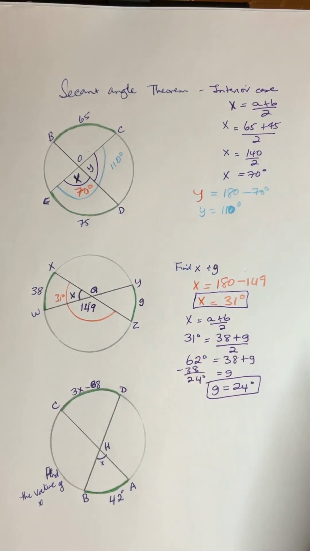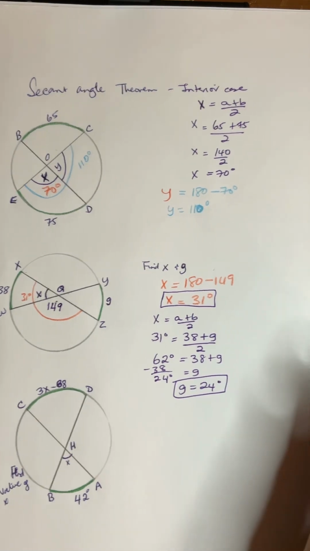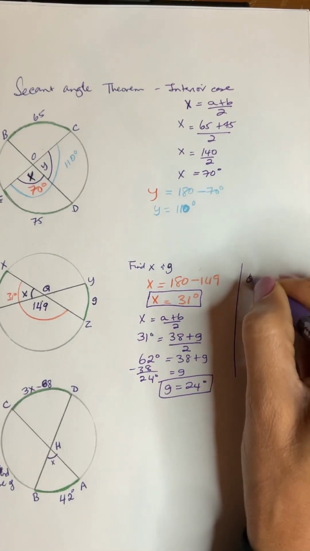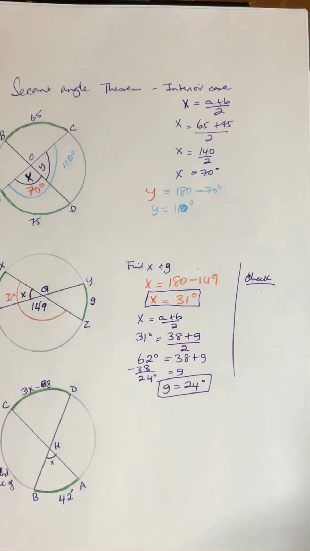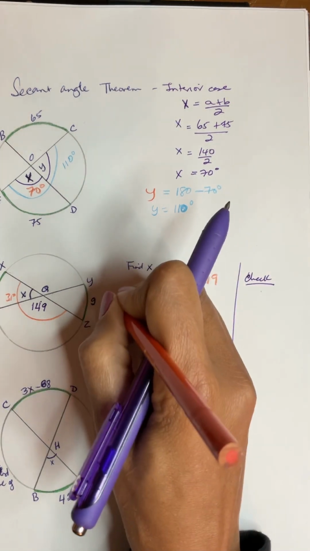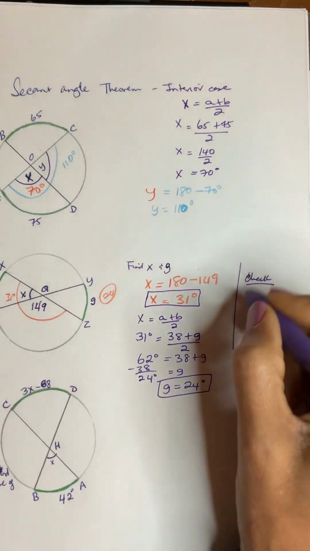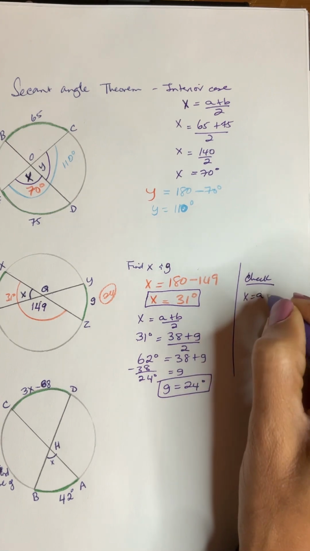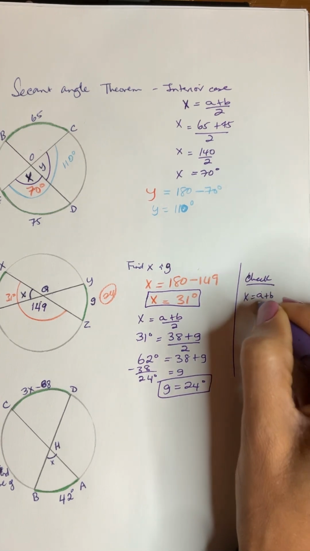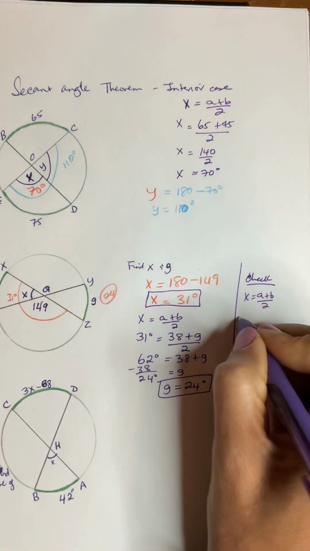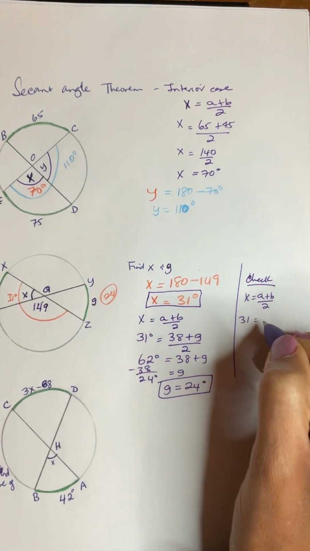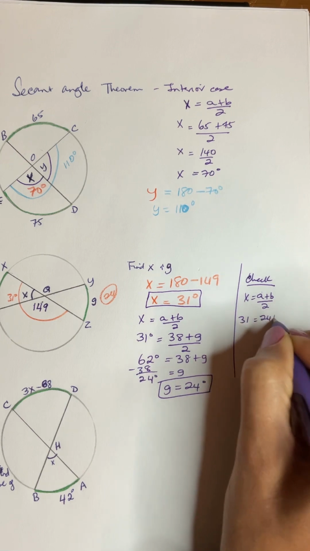You check your work. In order to check your work, this is what I'll tell you to do on the side. You know that you have 24 degrees over here. So using the same formula, x equals a plus b over 2. X, we know that is 31, equals 24 plus 38.